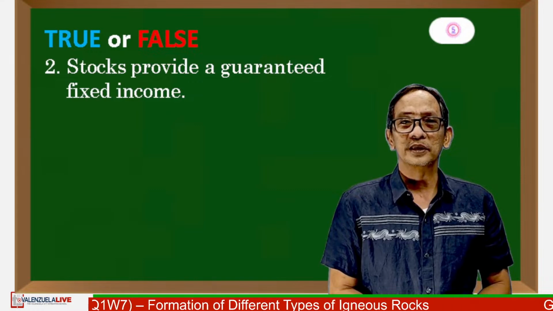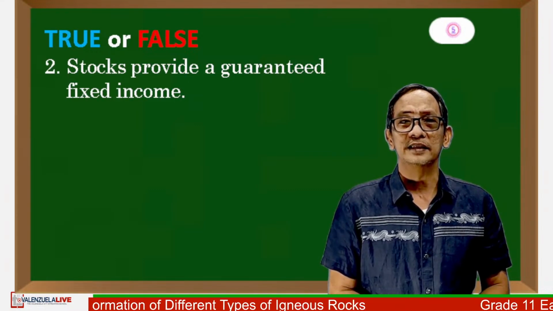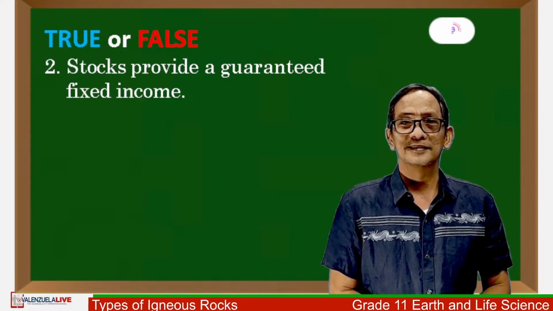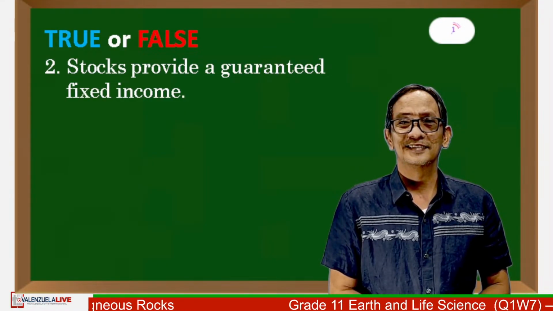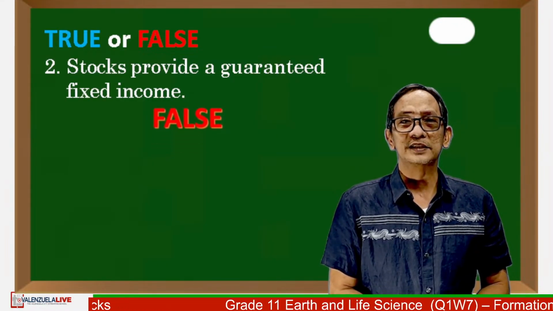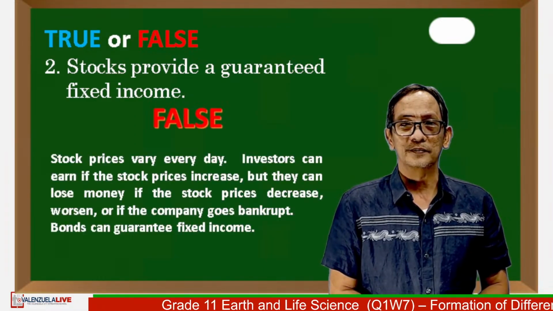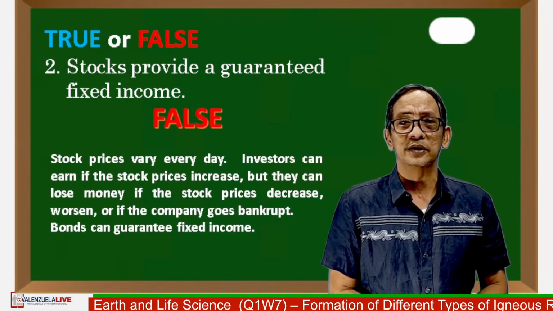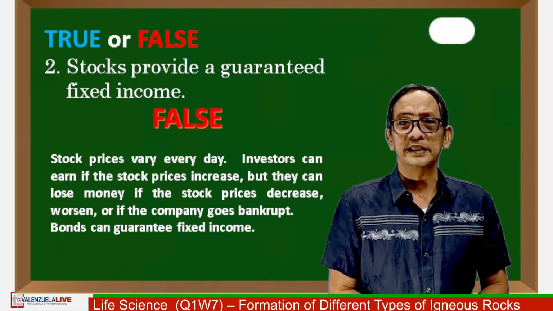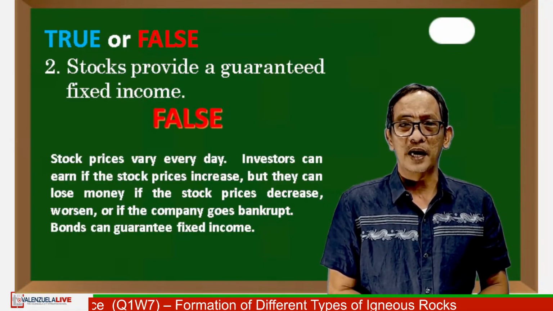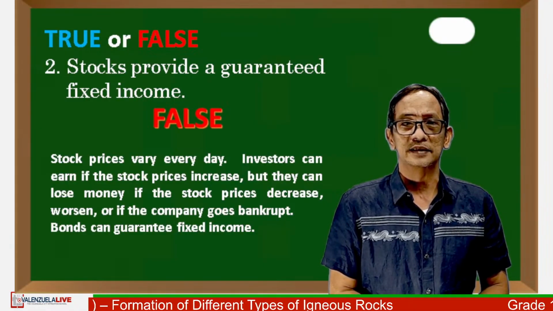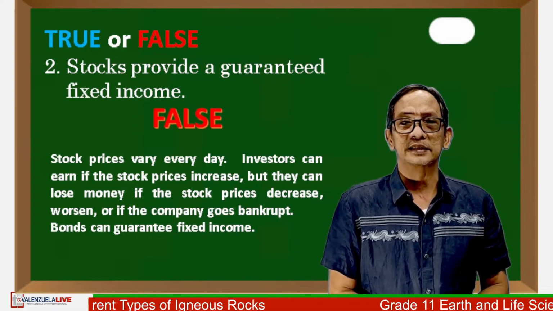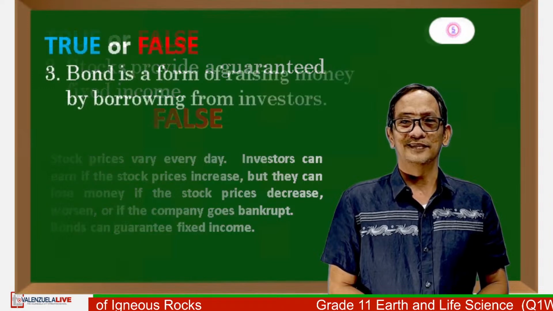Number 2, stocks provide a guaranteed fixed income. 5 seconds. If your answer is false, then you are correct. Stock prices vary every day. Investors can earn if the stock prices increase, but they can lose money if the stock prices decrease, worsen, or if the company goes bankrupt. Bonds can guarantee fixed income.